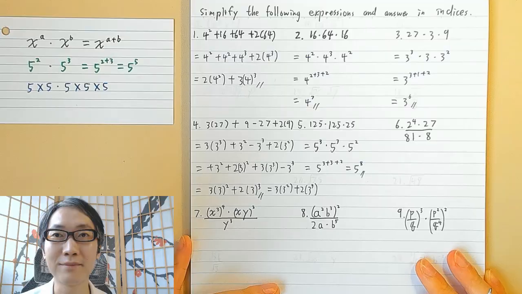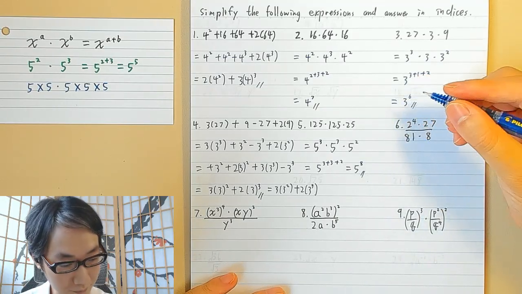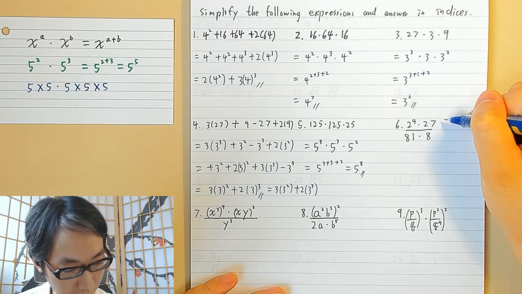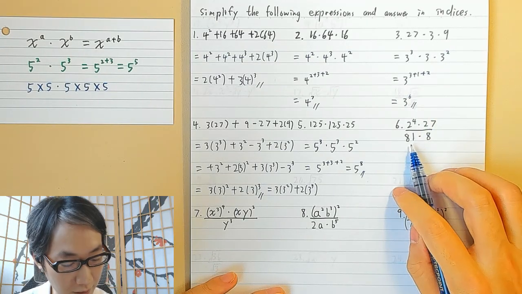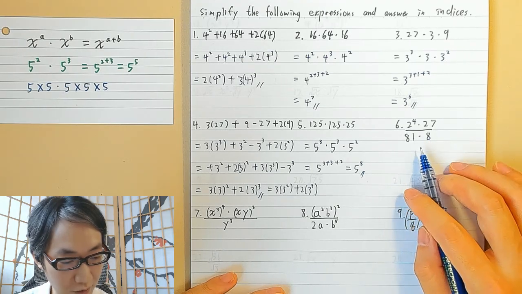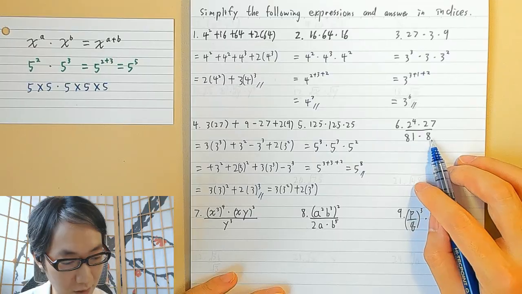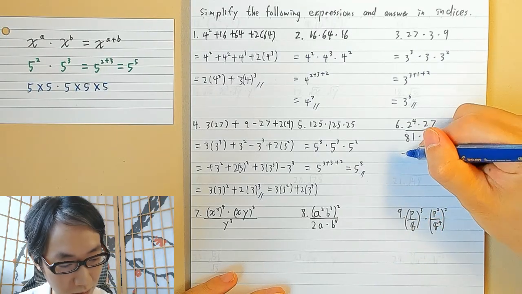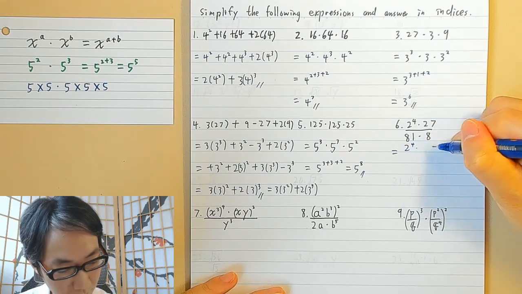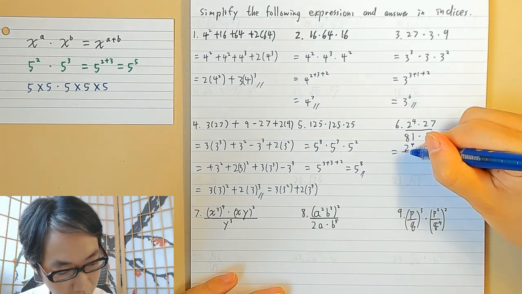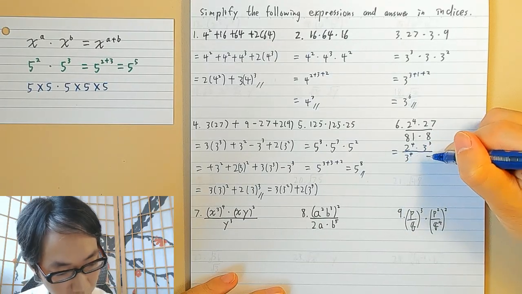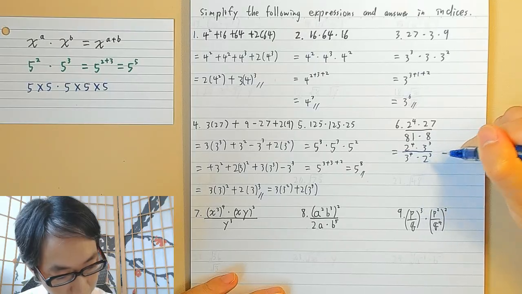Okay. Number 6. 2 to the power of 4 times 3 to the power of 3. 81 is 3 to the power of 4 because 3 times 27 is 81. This is 2 to the power of 3. So 3 to the power of 3 over 3 to the power of 4 times 2 to the power of 3.